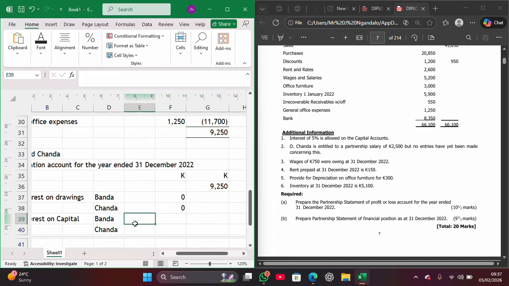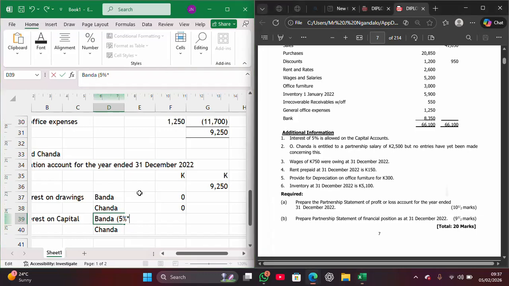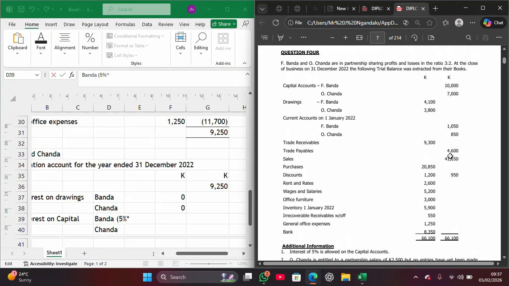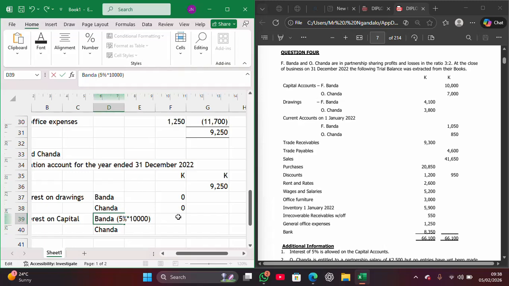Yes. Then we come to capital. We are told 5%. This means 5% of the capital of Banda. 10,000, isn't it? Yes. Chanda, 7,000. How much is 5% of 10,000? Is it 500? 500, yes.